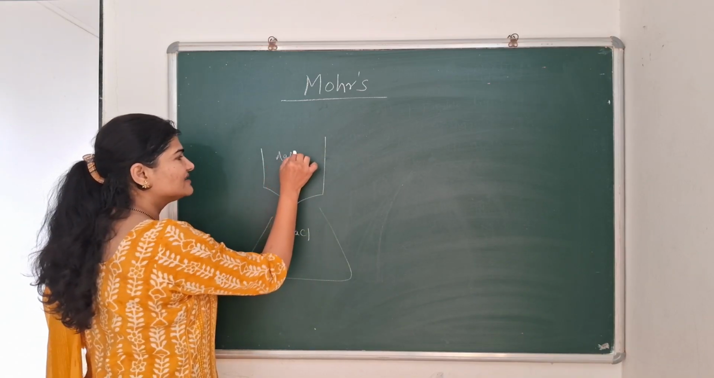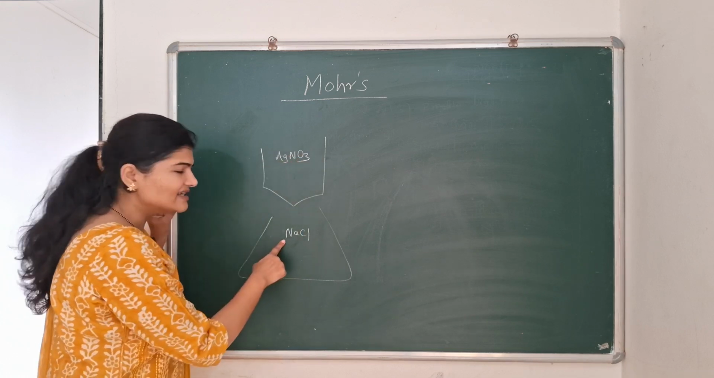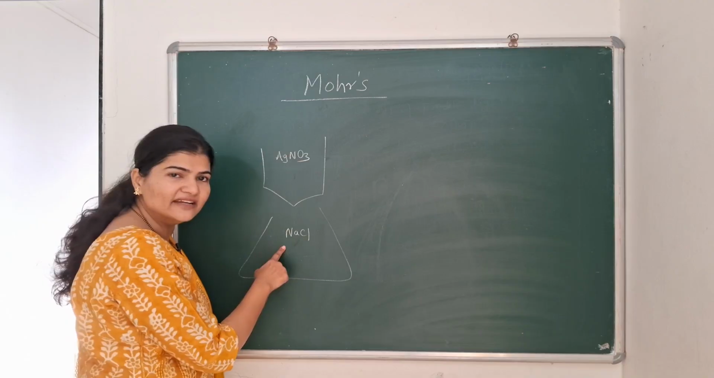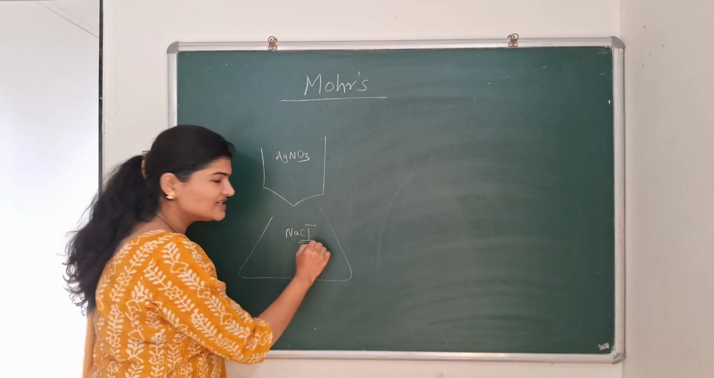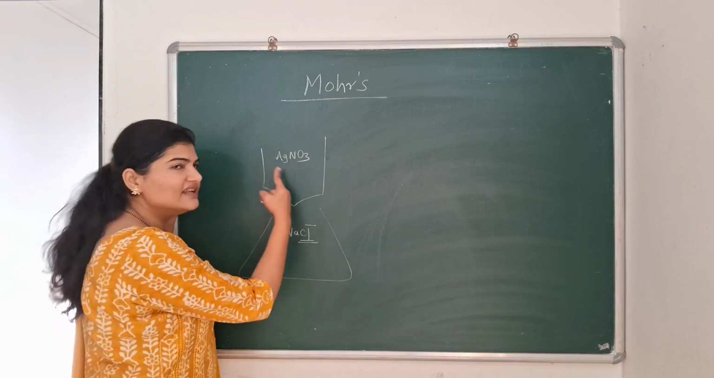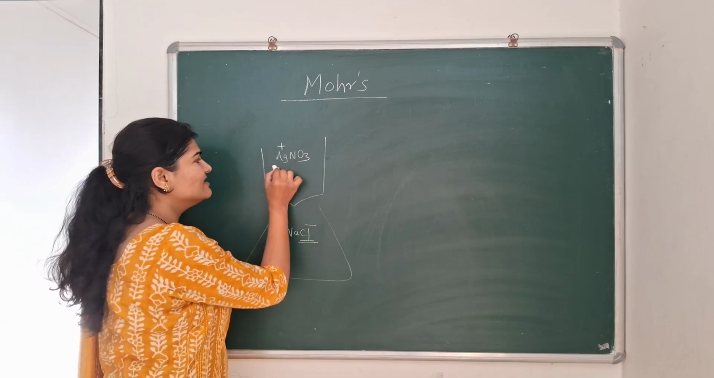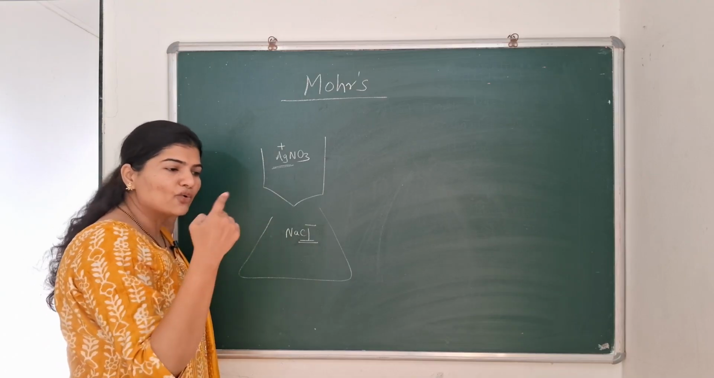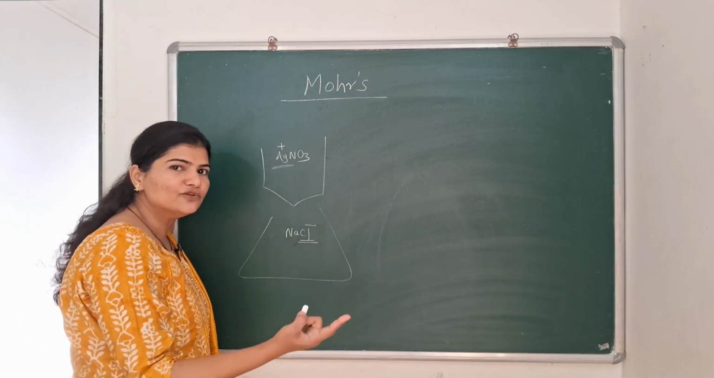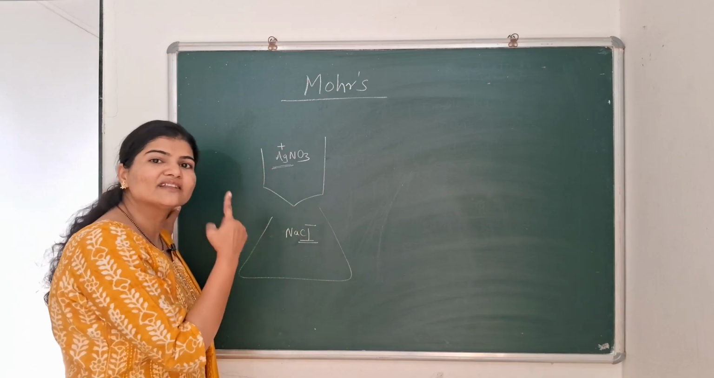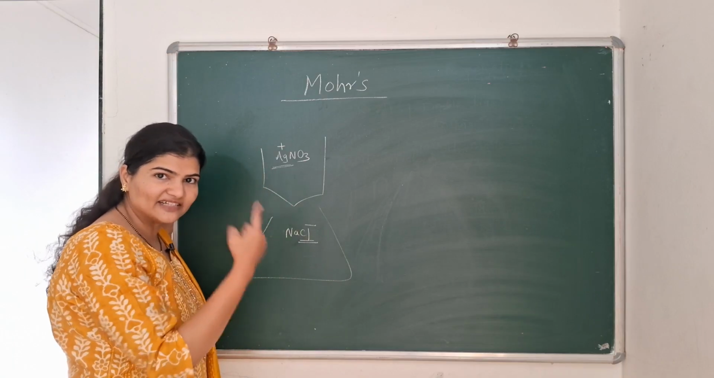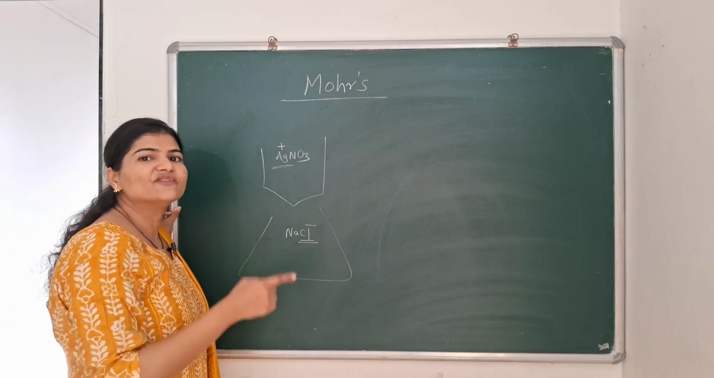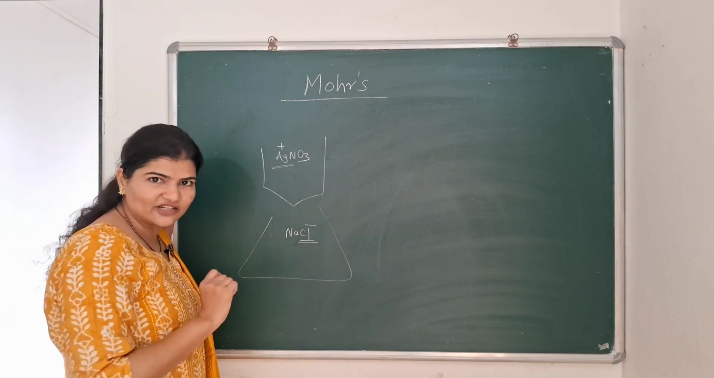silver nitrate solution. Now NaCl means it is a halide ion solution which is our analyte, and silver nitrate means it is silver ions solution which is our titrant. So as we have discussed in the earlier video also, when we are using silver nitrate as our titrant, the titrations are referred as argentometric titrations.